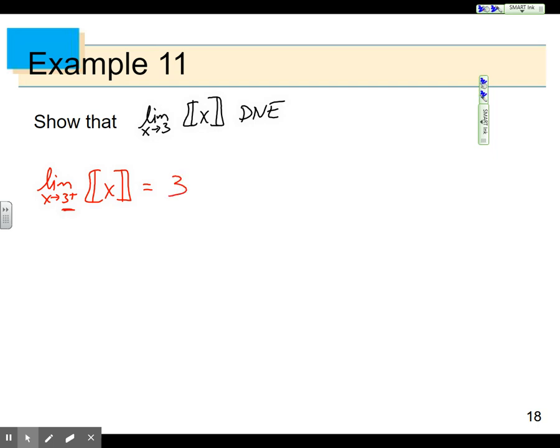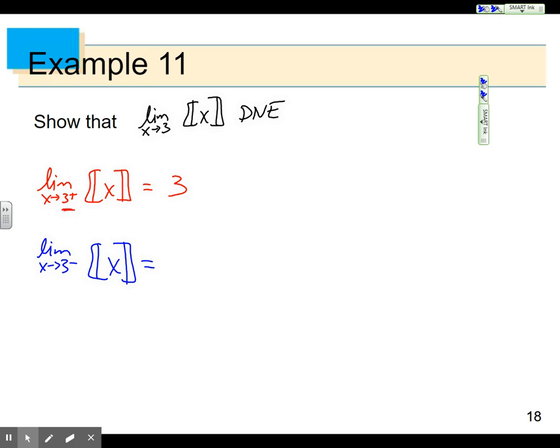If you didn't quite get that, we're going to do it again. We're going to go from the left side, though. Imagine, not to give it away or anything, approaching 3 from the left side of the greatest integer function. Okay, approaching 3 from the left side, not at 3.